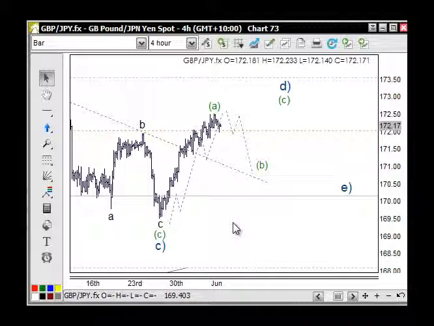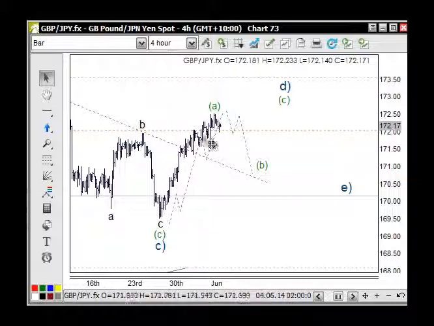The pound yen here, last week we were looking at counting 5 waves up through to here, and then having a correction across the 172, and that seems to be playing out quite nicely here. We can see that the market was strong through here and is starting to creep here, so we know there's a top in play here.